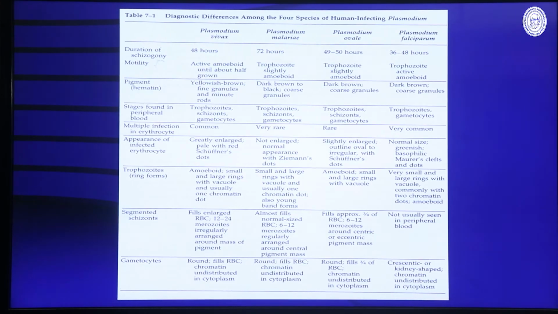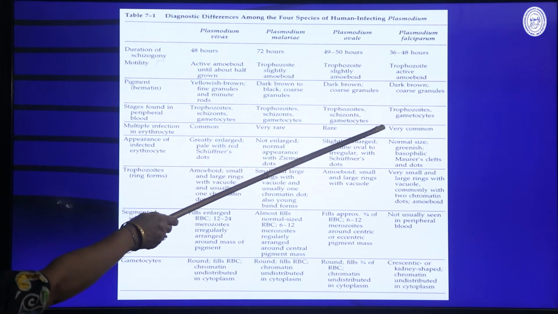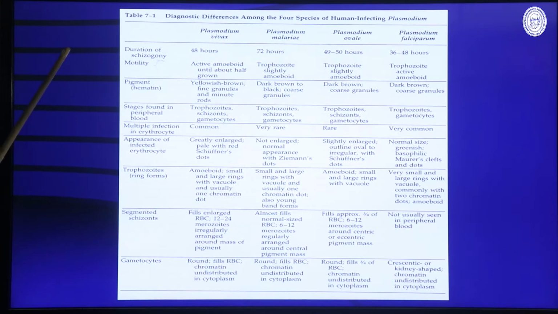Now, here is a differential chart of the 4 types of species that infect human beings. First of all, the very common one that we are discussing is Plasmodium vivax. Then comes Plasmodium malariae, then ovale, and lastly we are concentrating on falciparum. Now, for the diagnostic differences, we will concentrate on the duration of the schizogony. As I told you in my previous slides, the RBCs, when they are laden with the schizonts, will liberate them, and these schizonts are now capable of infecting fresh sets of RBCs.